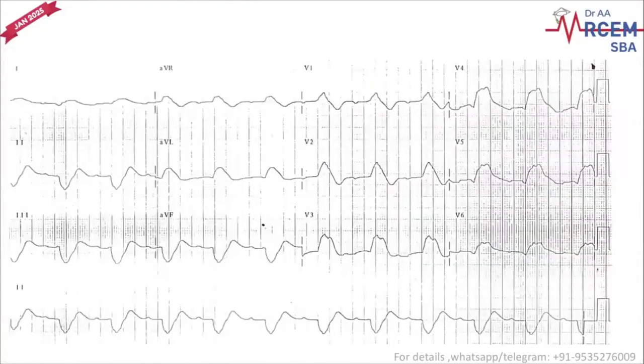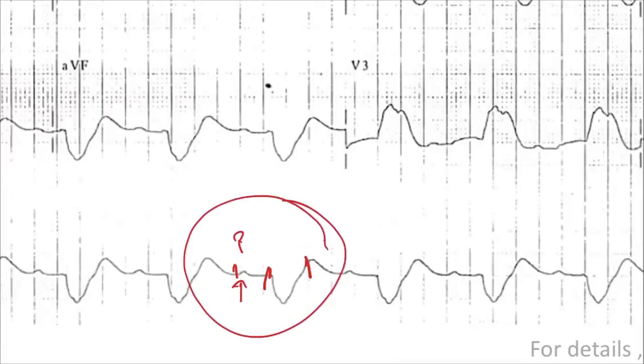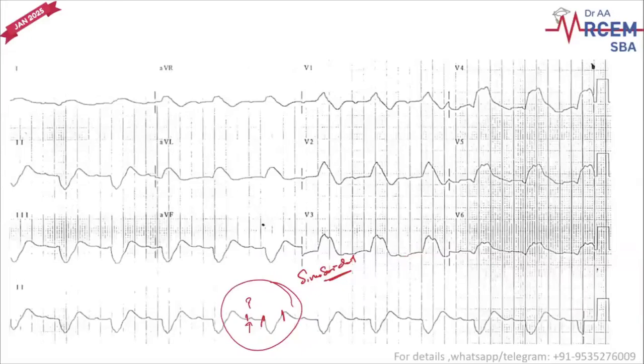What is this wave? Let's break this down and see. This is the P wave, which is getting flattened. The PR interval obviously looks broad. The QRS complex is very broad here. So this whole thing is known as sinusoidal rhythm. At any point of time, this can go into asystole.